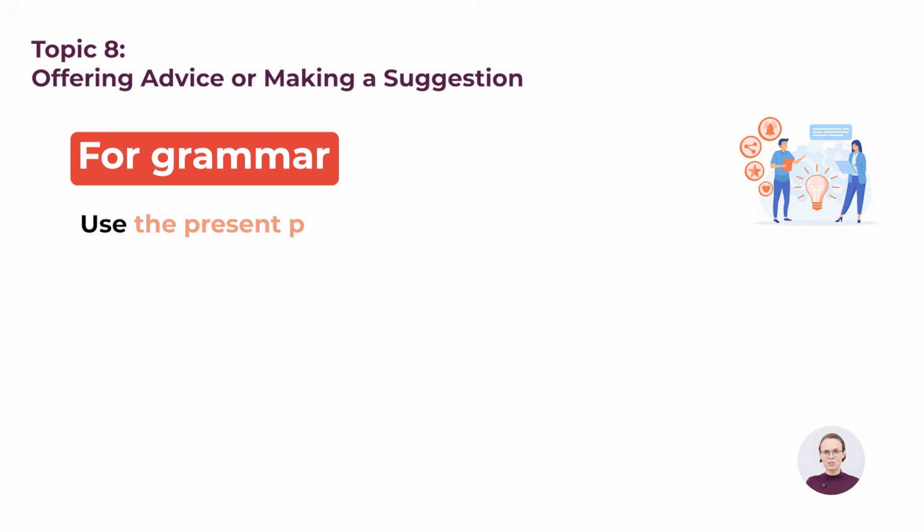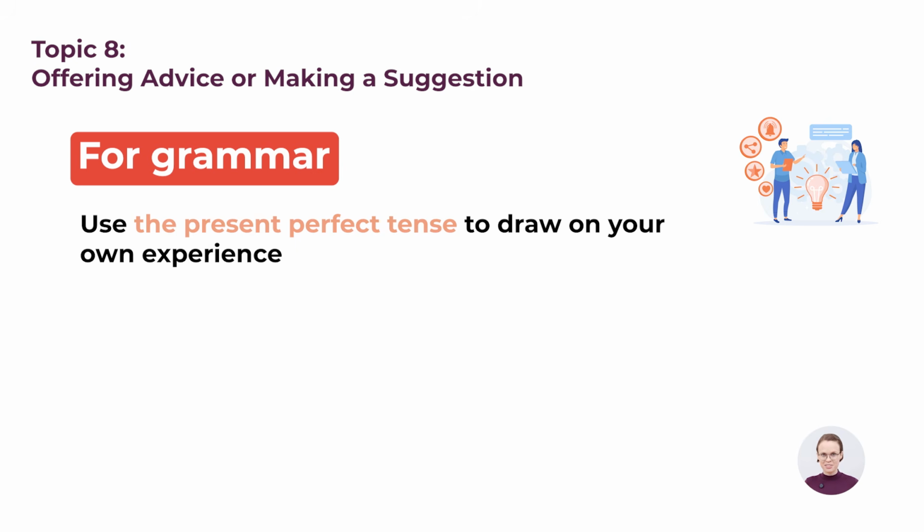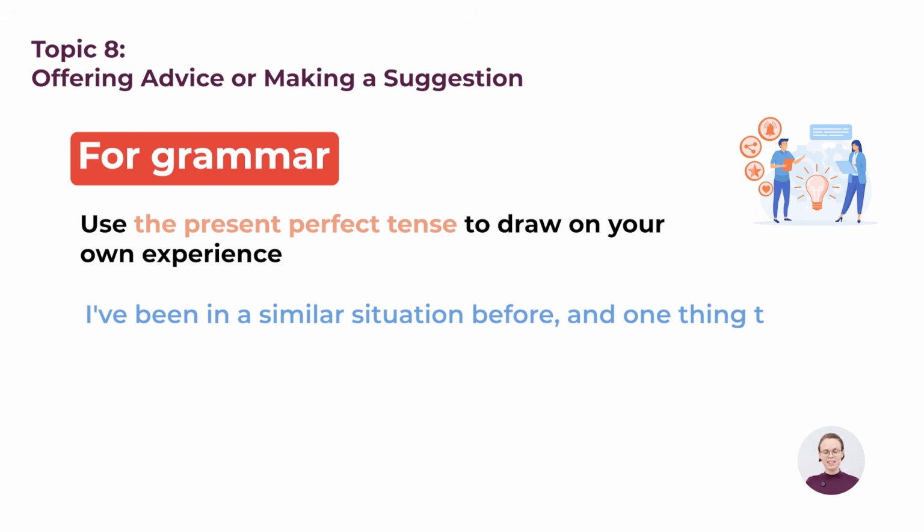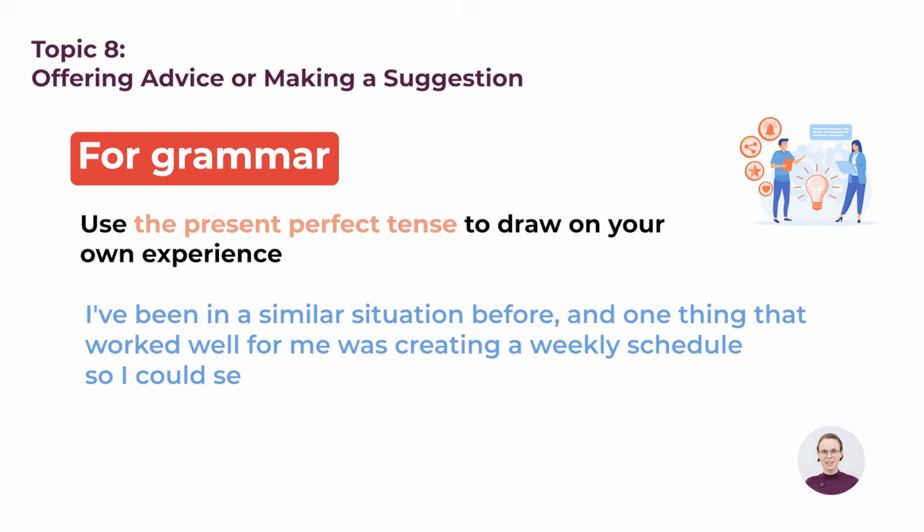You can also use the present perfect tense to draw on your own experience. You can write, I've been in a similar situation before, and one thing that worked well for me was creating a weekly schedule so I could see what I needed to get done. This combination of personal experience and specific suggestions makes for a natural, high-scoring response.